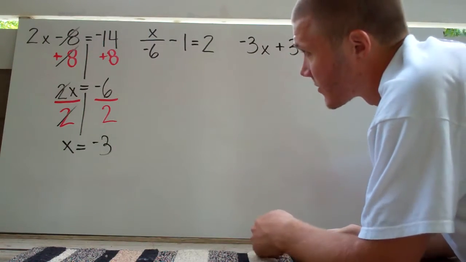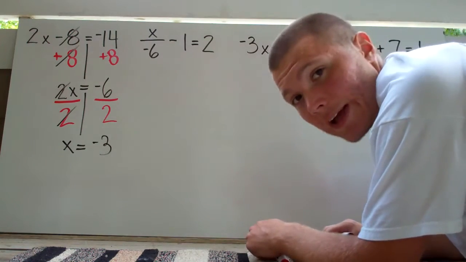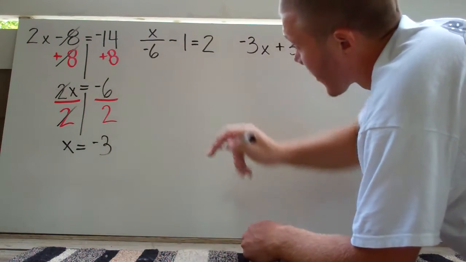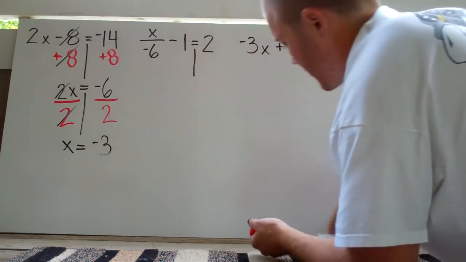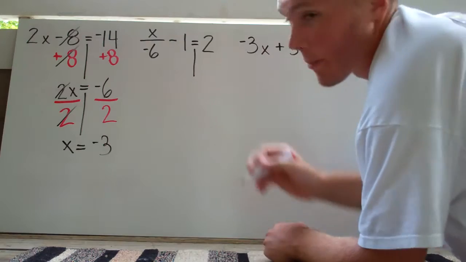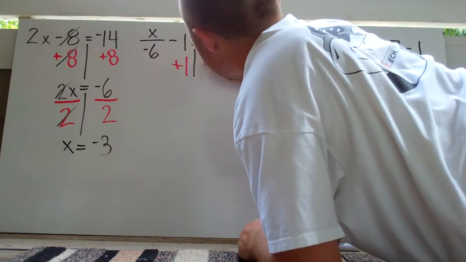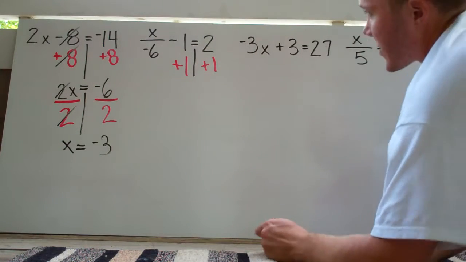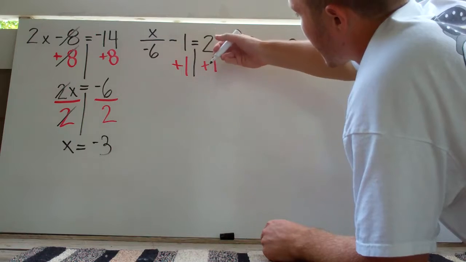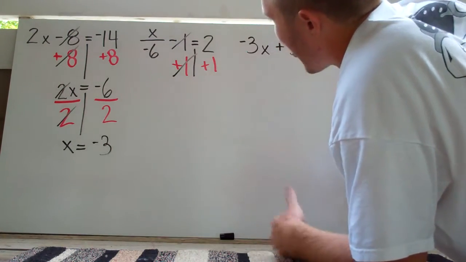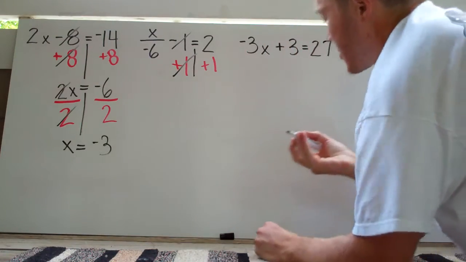X divided by negative 6 minus 1 equals 2. So the first thing we gotta do is, you got it, add 1. Because when we add 1, it's going to cancel out that minus 1. So I'm doing that to both sides. Plus 1 here, and plus 1 on that side. These are going to cancel. Boom. Gone. And all I'm left with over here is x divided by negative 6.